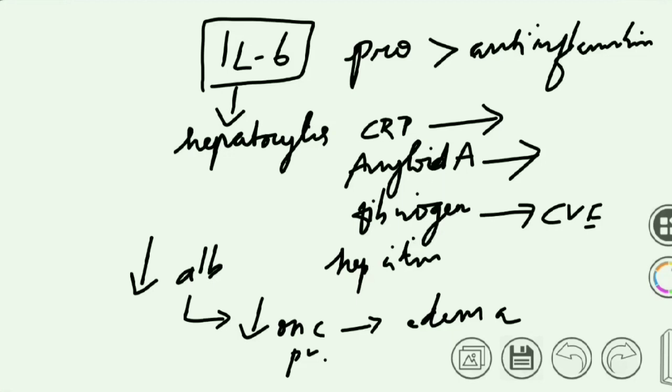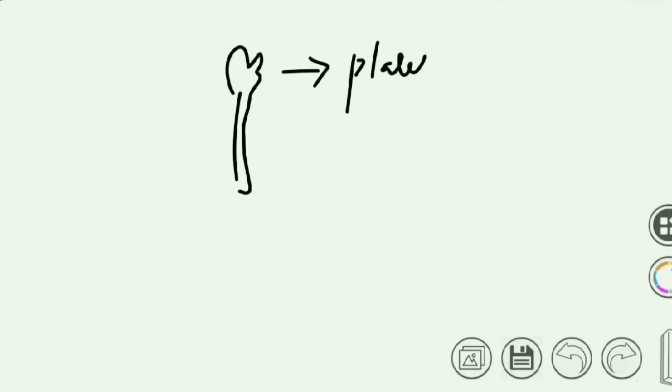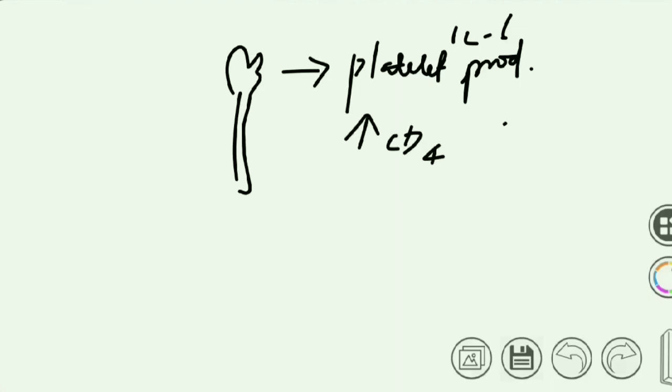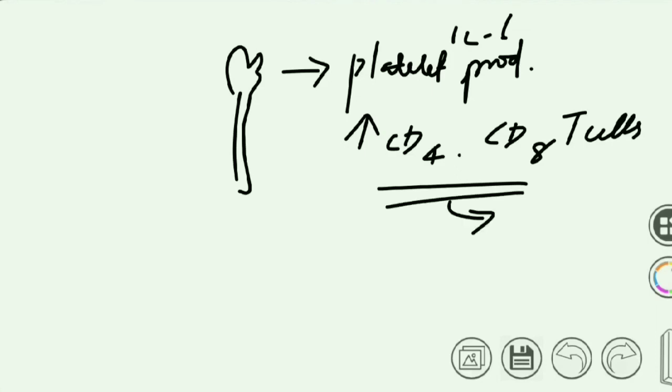Okay, and in the bone marrow it is going to stimulate platelet production. IL6 is going to stimulate your platelet production. Okay, and coming to the immunology aspect, it is going to increase your CD4 and CD8 T cells. And if it is unregulated, this condition leads to autoimmunity or chronic inflammation.